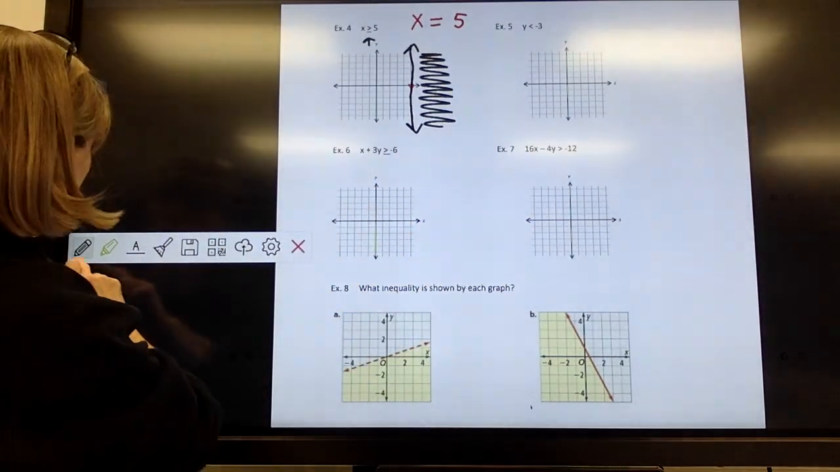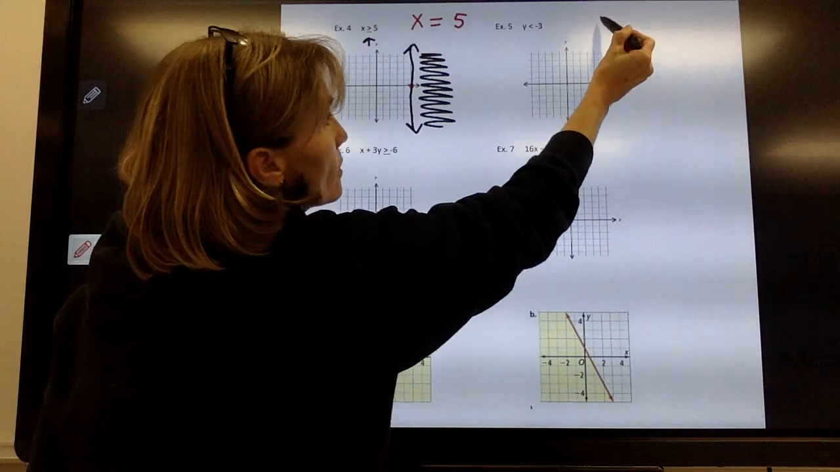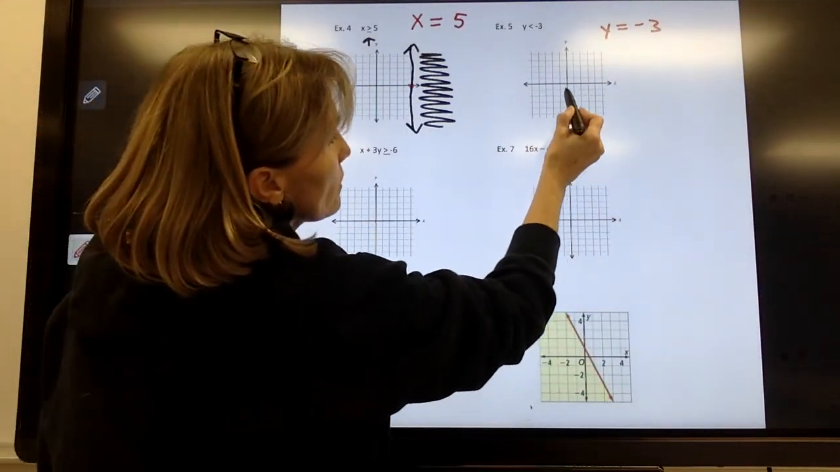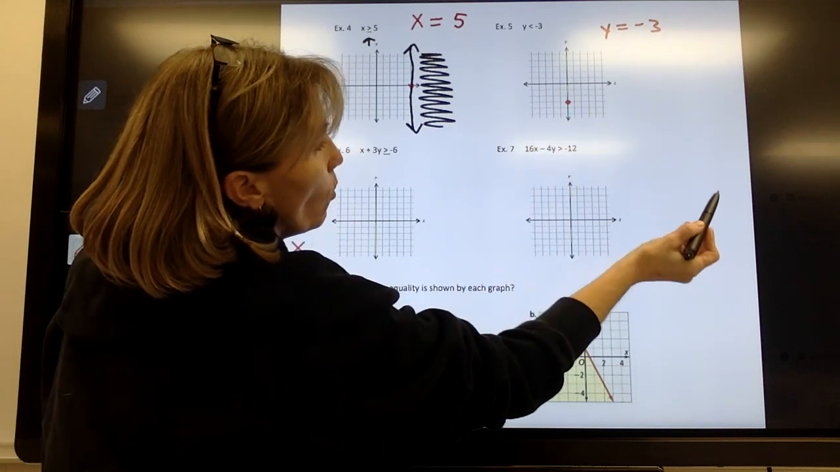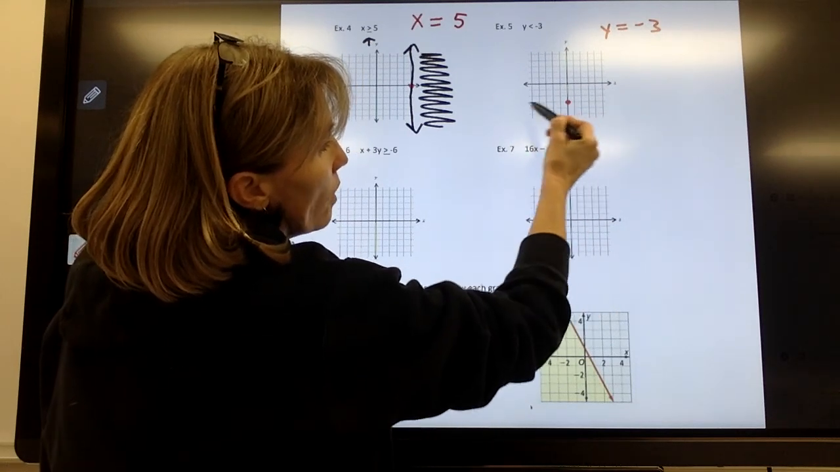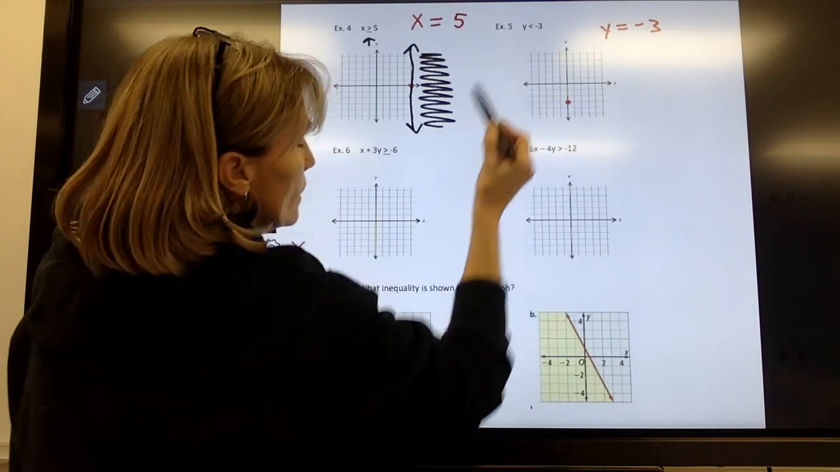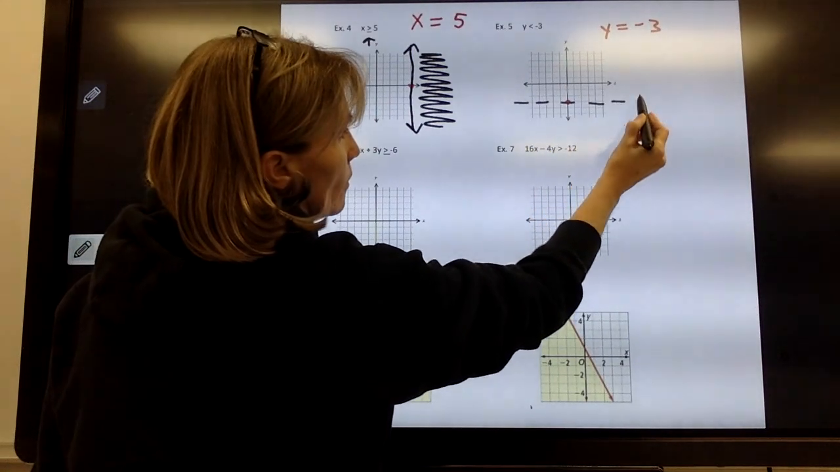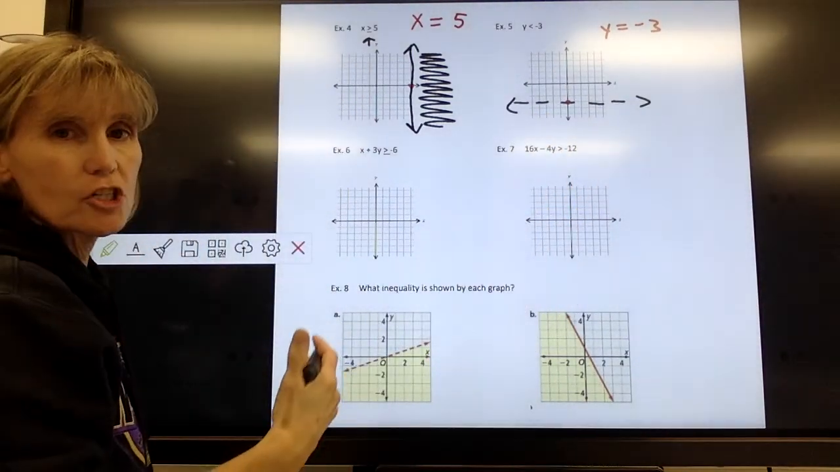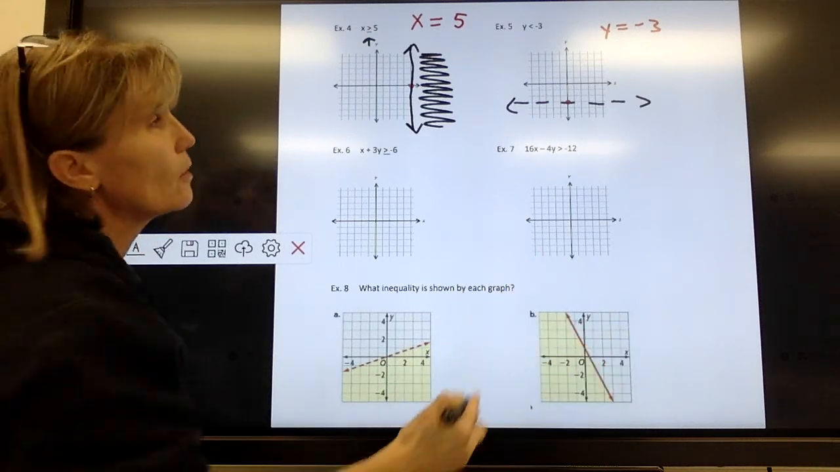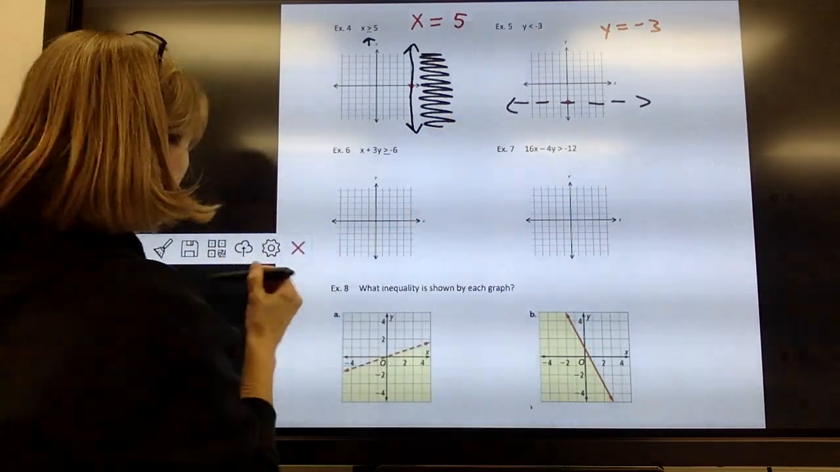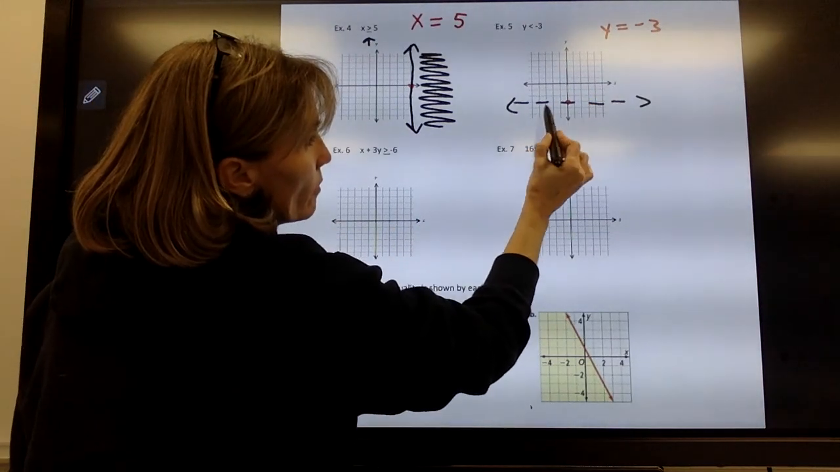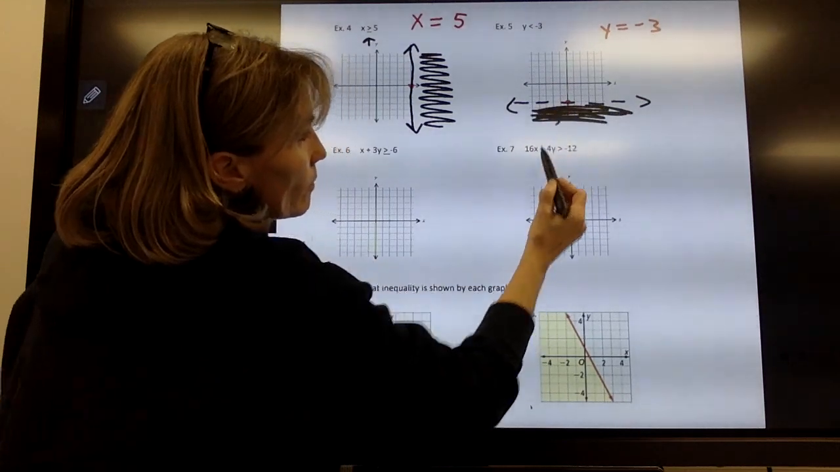Okay, number 5. When just y is present, if it just said y equals negative 3, what kind of line is that? Well, that's going to go through the point negative 3 on the y-axis, and it's going to be a horizontal line. It's just a less than symbol, however, so I'm going to use a broken line. And now I'm either going to shade the points above it, or I'm going to shade the points below it. In this case, it says y's are less than negative 3, so are the y values less than negative 3 up here or down here? And the answer is down here.